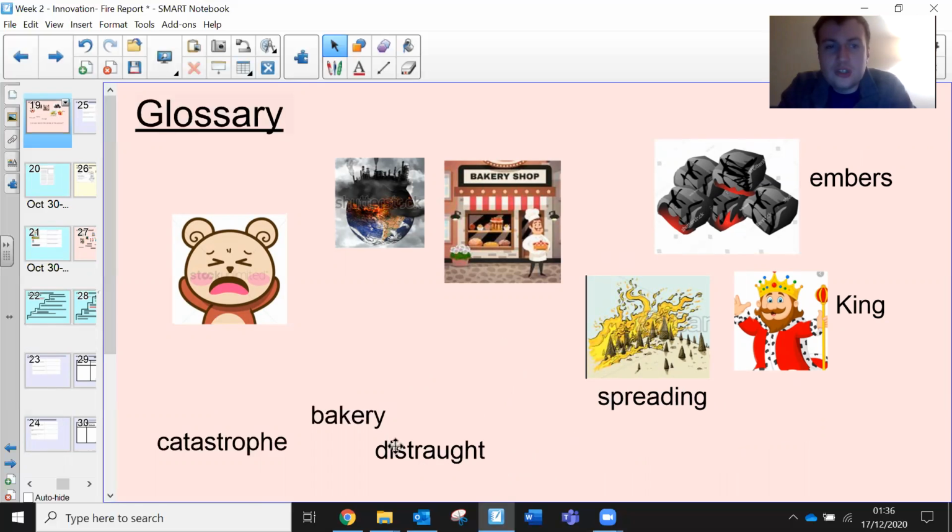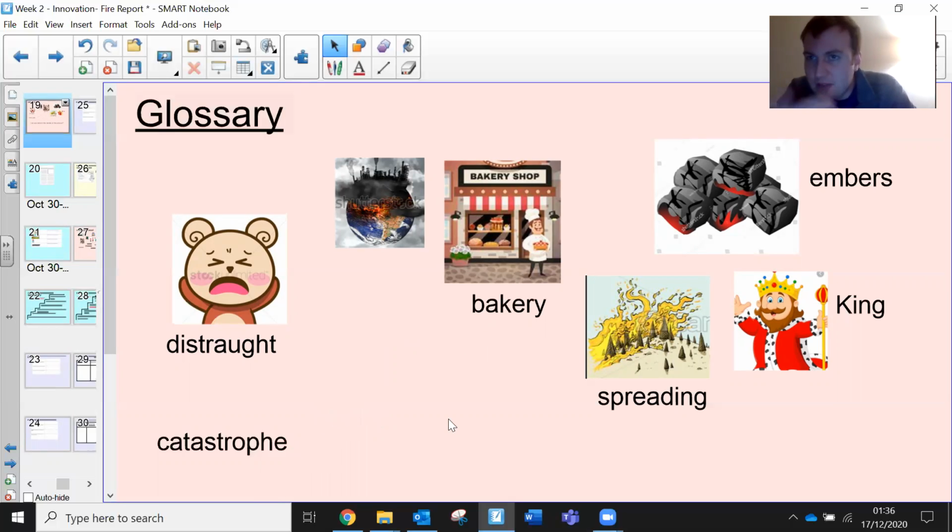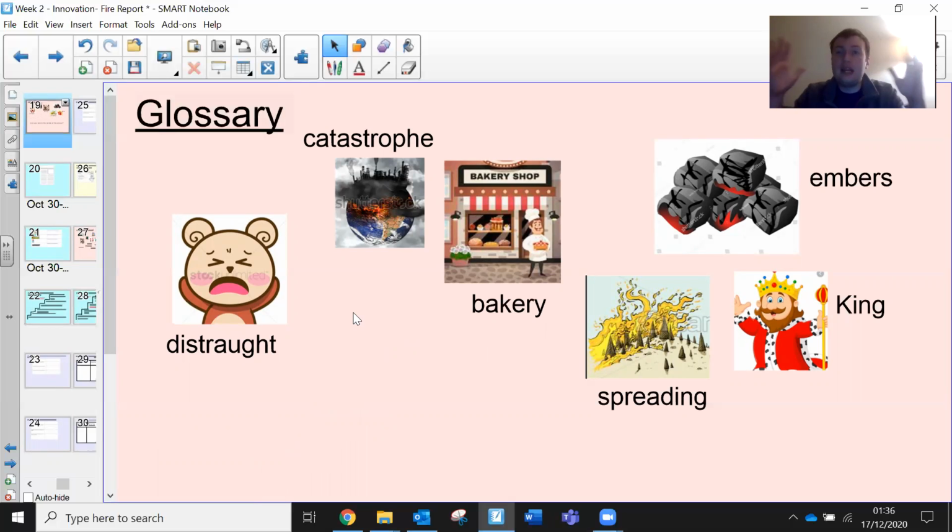We've got distraught, the crying teddy bear being all sad because he's distraught. Oh no, everything's so bad. We've got a bakery where you get yourself a bread or a muffin or whatever. And then you've got catastrophe, when something really bad has happened. It's a catastrophe. It's something really horrible, okay?